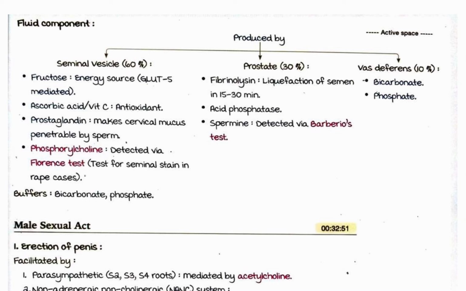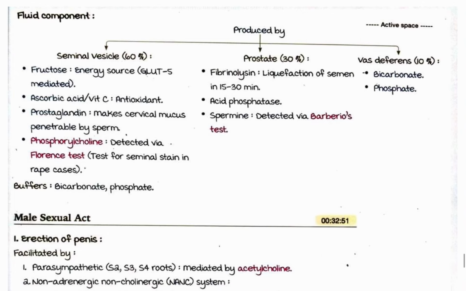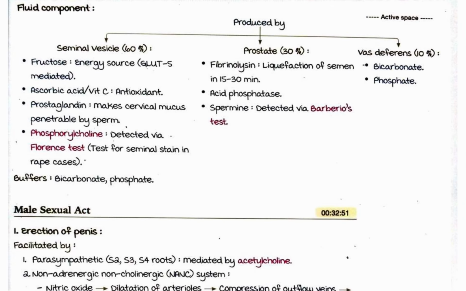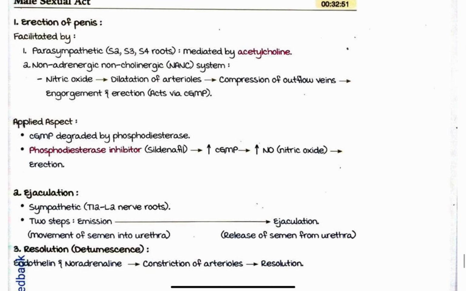Produced by the prostate 30%: fibrinolysin, causing liquefaction of semen in 15 to 30 minutes, and acid phosphatase. Spermine is detected via Barberio's test. Vas deferens 10%: bicarbonate and phosphate are secreted by the vas deferens.